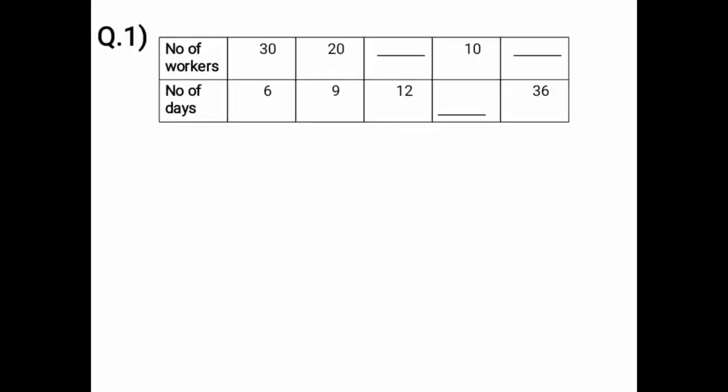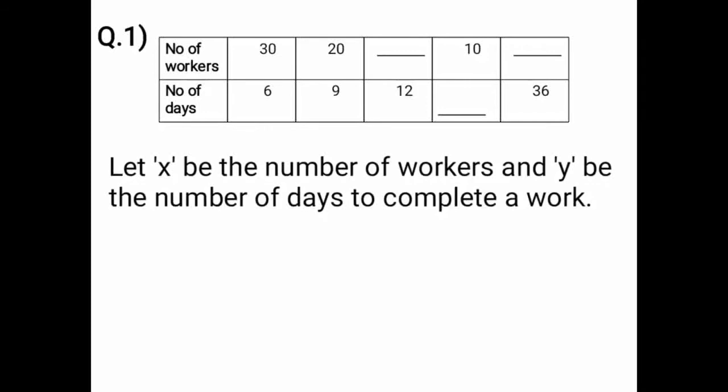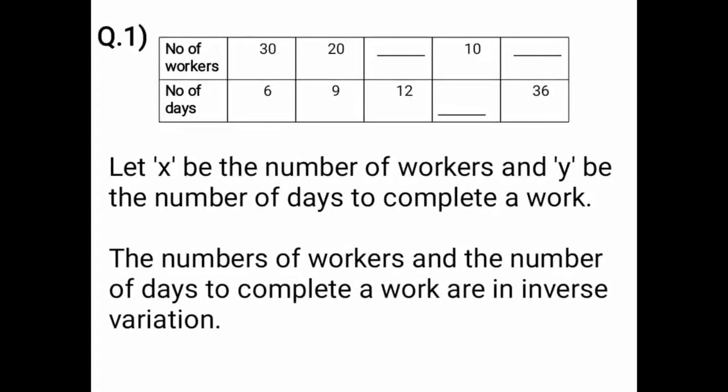More workers take fewer days to complete a work. Fewer workers take more days to complete a work. This is an example of inverse variation. You have to write the statement. Let x be the number of workers and y be the number of days to complete a work. The number of workers and the number of days to complete a work are in inverse variation.